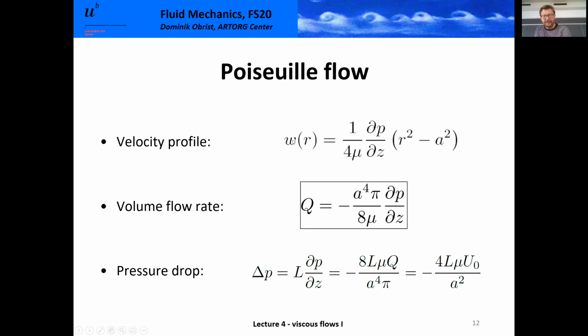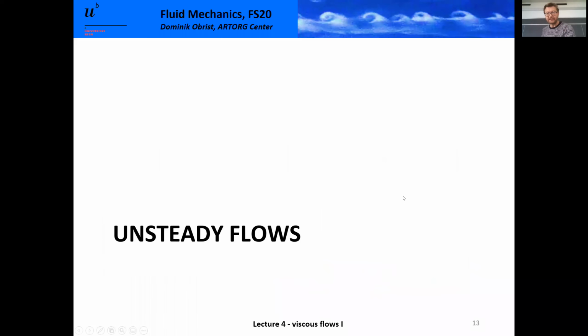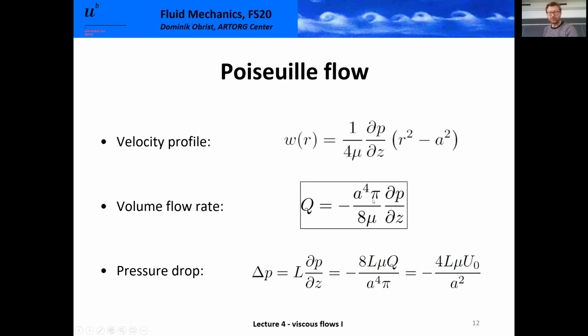And if we integrate the velocity profile over the whole cross section, so we're not looking at the velocity itself, but at the integral of the velocity profile over the cross section, then we obtain a volume flow rate. So how many cubic meters per second, or how many liters per minute, or whatever units you choose, are transported through this pipe. We usually call this Q, and it's given by this formula.